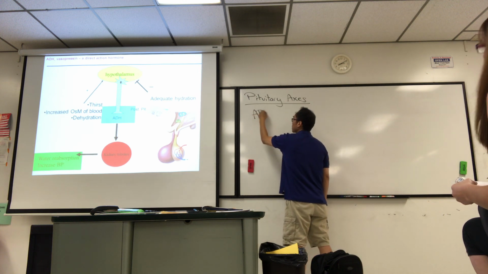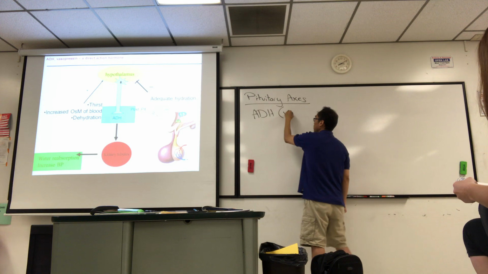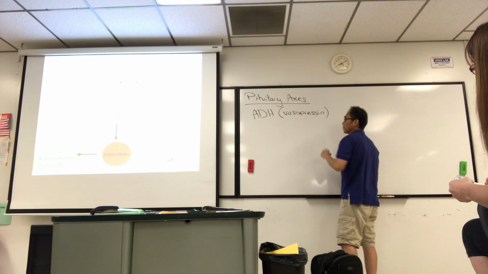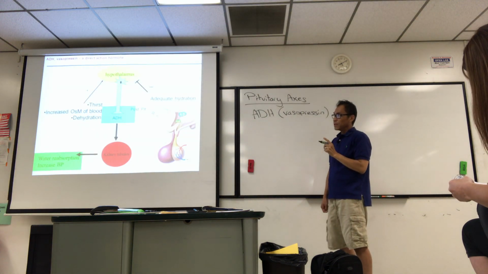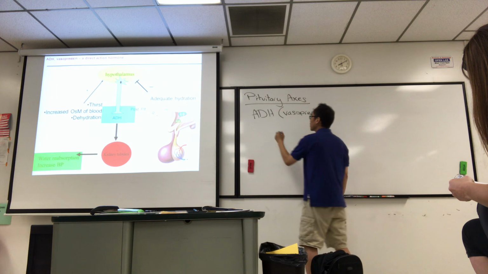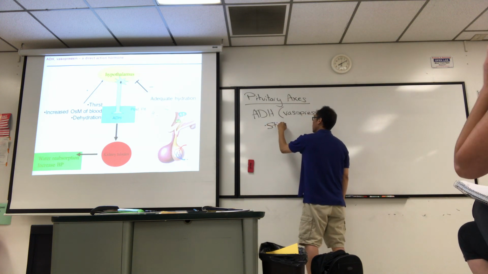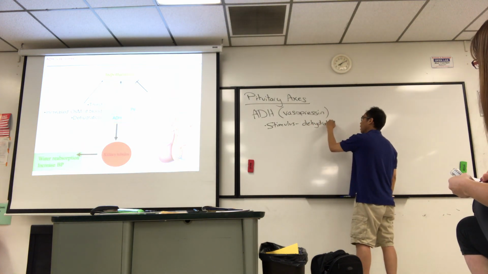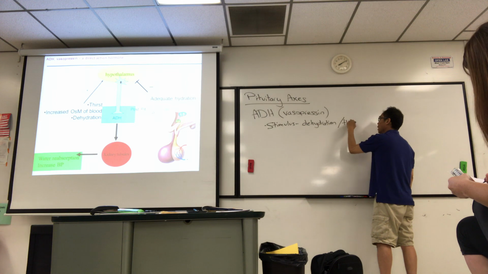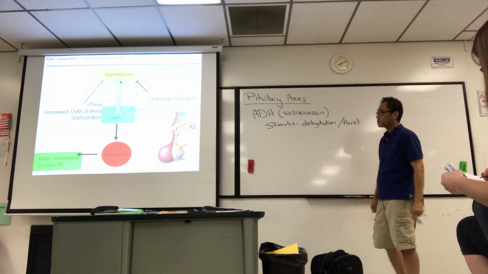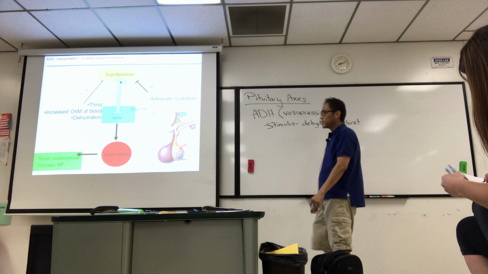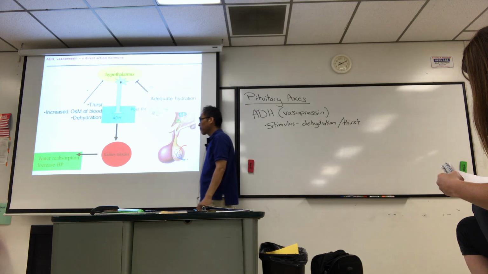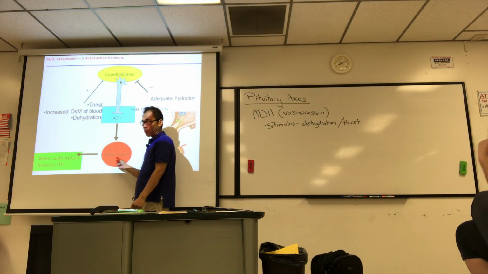Now ADH, also known as vasopressin, we discussed it the last time. The stimulus for its release is dehydration or thirst. The physiological effect, as we said, is that it targets the kidney, and the response is the insertion of the aquaporin molecules.